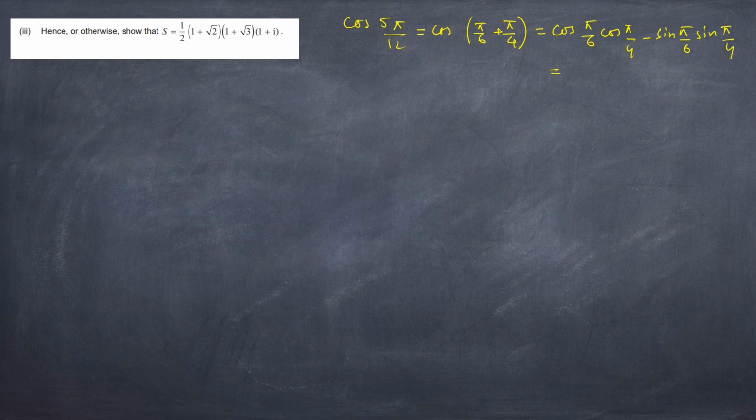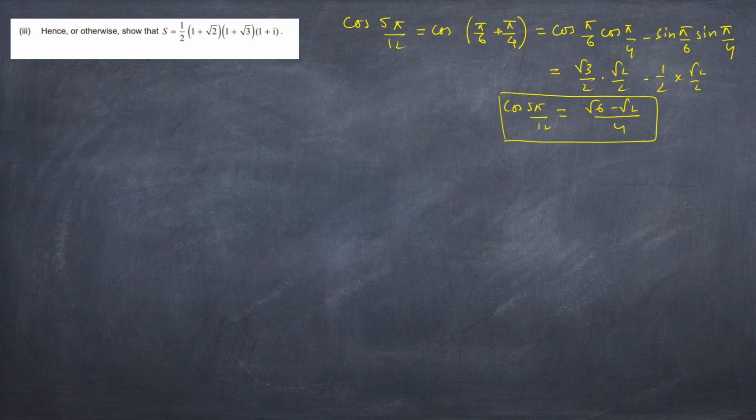So we are getting the answer to be root 3 by 2 into root 2 by 2 minus 1 by 2 into root 2 by 2. So we are getting the answer to be root 6 minus root 2 divided by 4. Please keep this in mind, that is cos 5 pi by 12 is equal to root 6 minus root 2 divided by 4. Now we need to find out the summation.